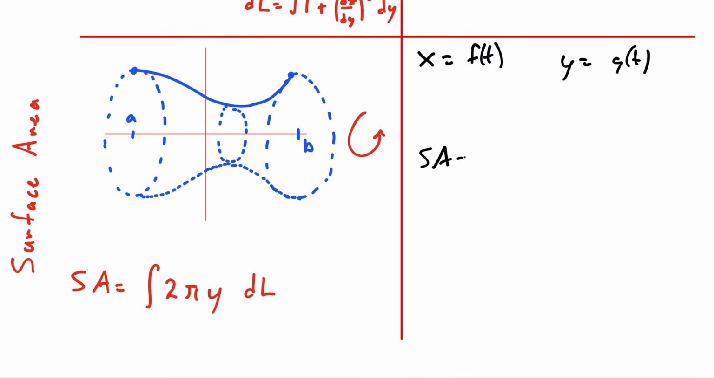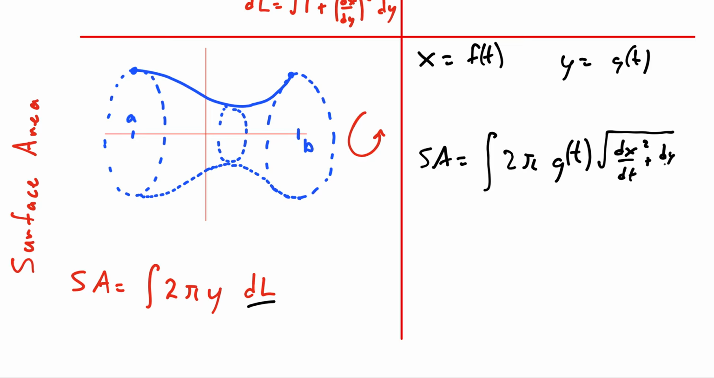Well, surface area, if we rotate around the x-axis, it's the integral of 2 pi, and the y is now g of t. And then we have dl, which, just like before, dl is the square root of the derivative of the x function squared plus the derivative of the y function squared dt. This ranges from alpha to beta, where the start of the curve is when the parameter equals alpha, the end of the curve is where the parameter equals beta, and the curve is sketched out exactly one time as t ranges from alpha to beta.